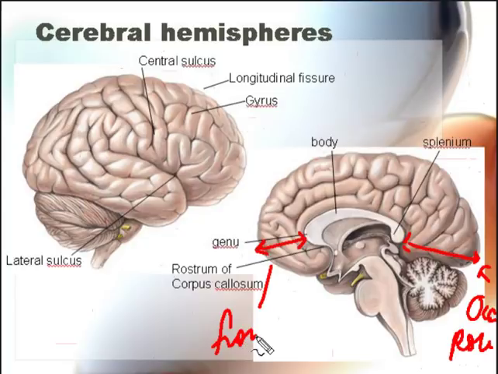So that helps to tell you. Let's say you got an image like this and you were asked to identify something. You first have to get your bearings right. So in order to know which is the anterior and which is the posterior part, you just look at the genu and the splenium. So this distance is shorter than this distance, apart from the fact, of course, that it looks different.